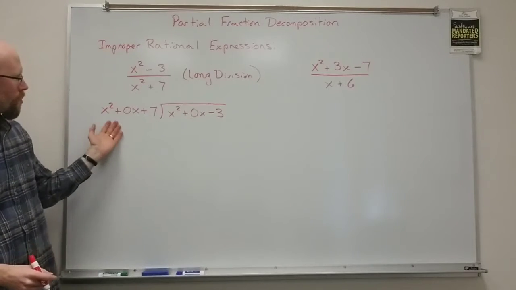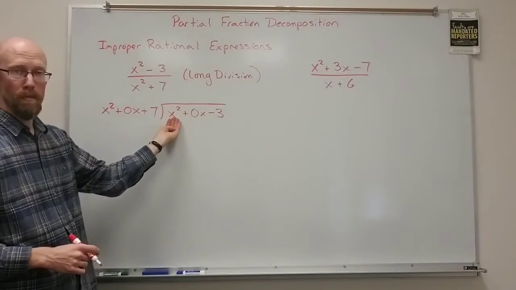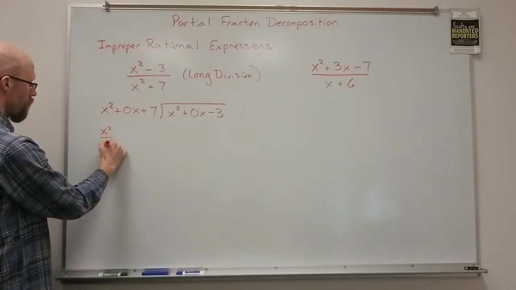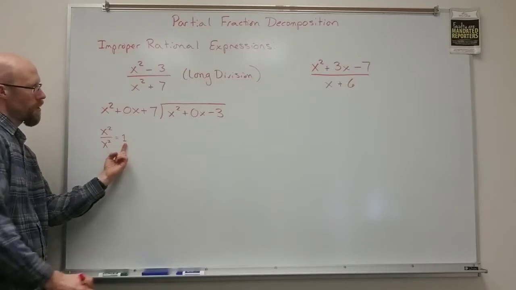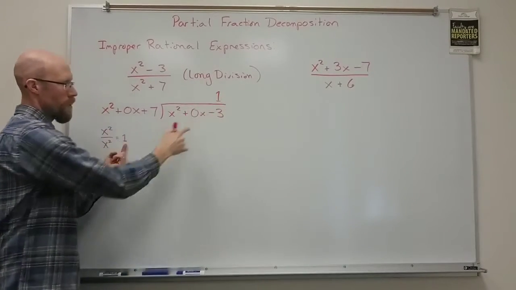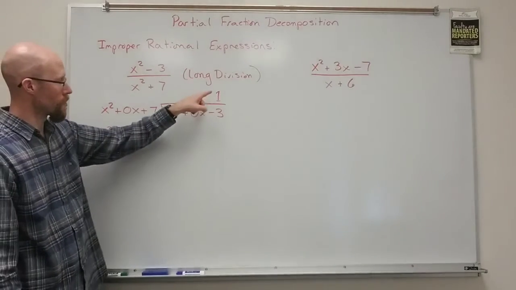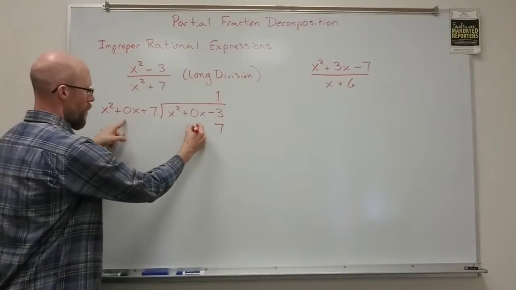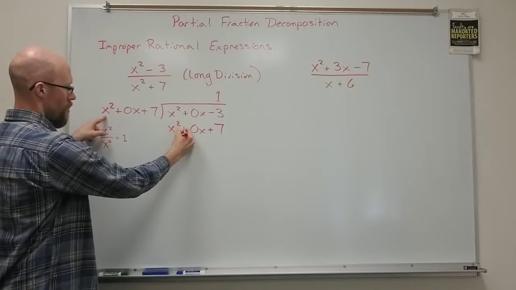All right, and so if you recall the long division process, you take the big degree term, divide by the big degree term. So it would be x squared over x squared equals 1. That 1 lines up, because it's a constant, with the constant in the dividend. And then you multiply down. So 1 times 7 is 7. 1 times 0x is 0x. 1 times x squared is x squared.